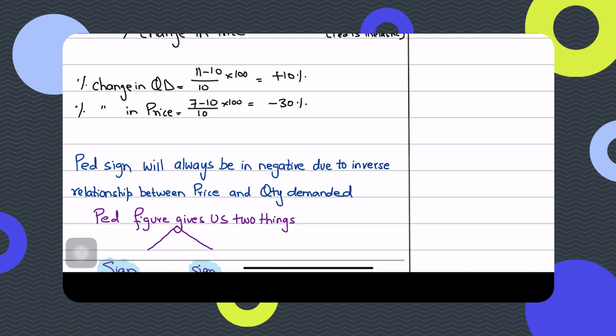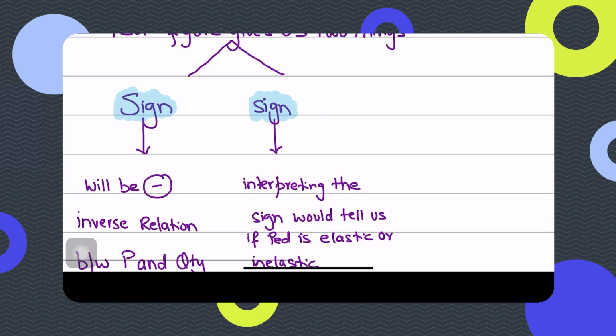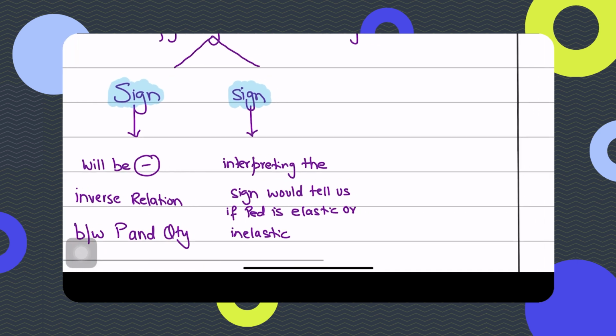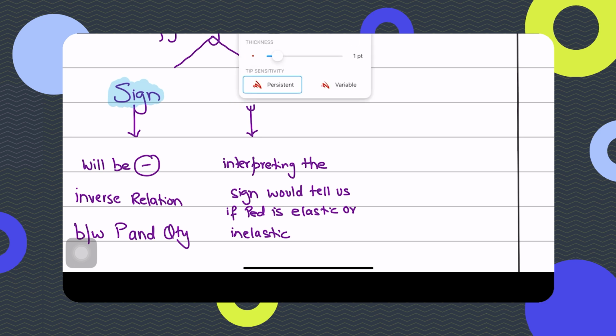Before that, just to recap from the previous video, we learned what PED is, which refers to the responsiveness of quantity demanded to a price change. So the value of the PED would give us two things primarily. That is the sign and the value. So it gives us the sign and the value.